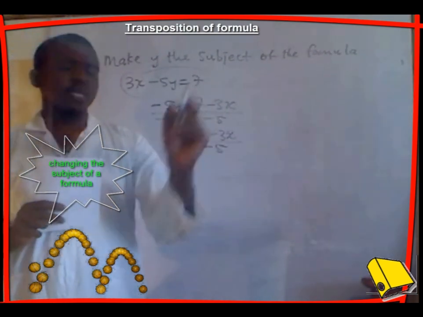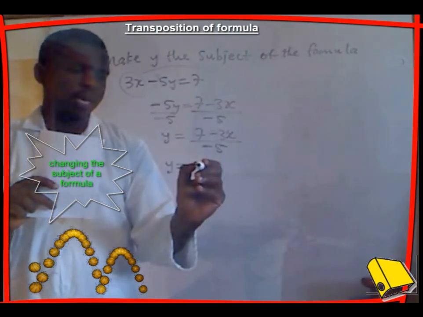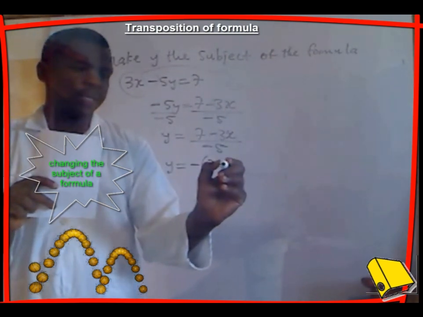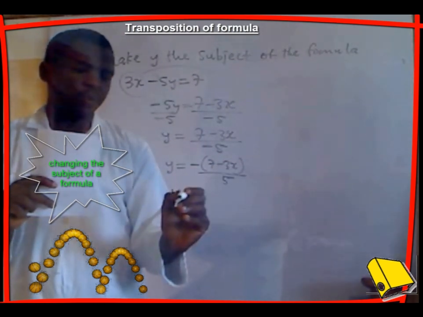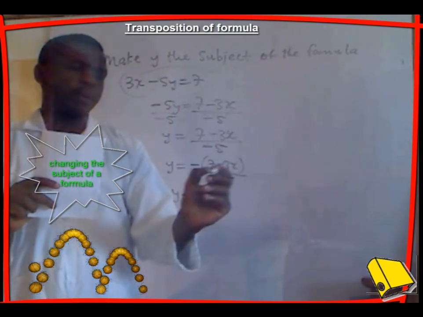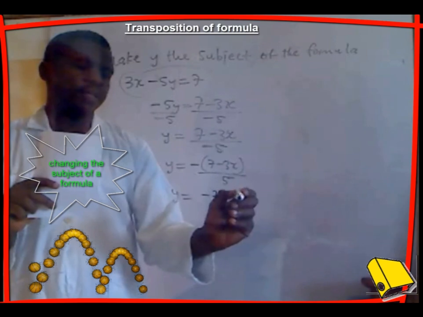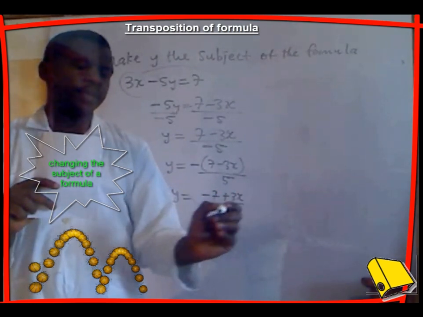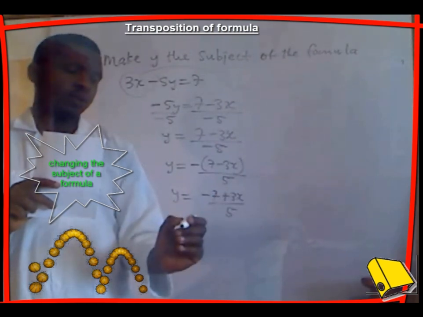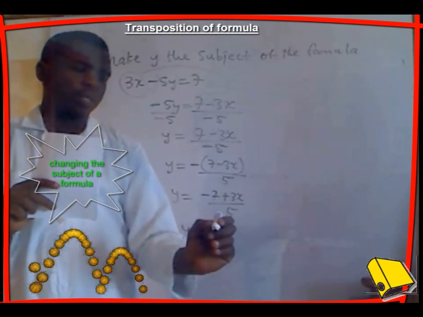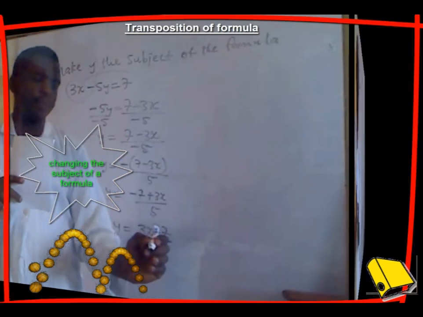We can make this answer more presentable. You say y is equal to minus factor of 7 minus 3x all over 5. When we open the bracket here, we shall have minus 7 plus 3x all over 5. So we can rearrange this and bring plus 3x in front. So we have y is equal to 3x minus 7 all over 5.